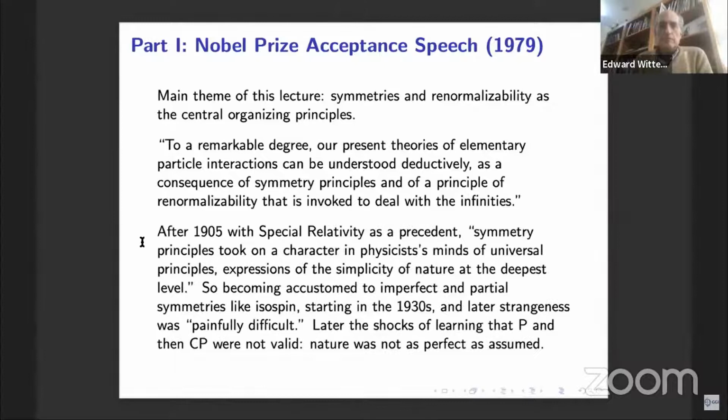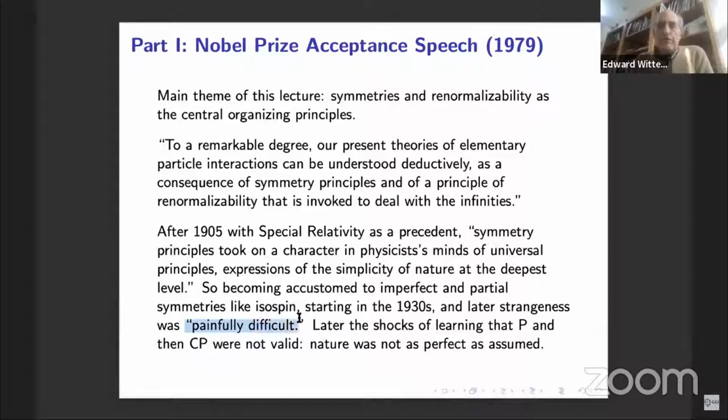"After 1905, with special relativity as a precedent, physicists viewed symmetries as practically sacred. Symmetry principles took on a character of universal principles, expressions of the simplicity of nature at the deepest level." So Steve explains that then it was very difficult to become accustomed to imperfect and partial symmetries. So isospin is an imperfect and partial symmetry. It's not a perfect symmetry. It's really only a symmetry of strong interactions. And later there were other imperfect and partial symmetries like strangeness. So Steve says it was painfully difficult to become accustomed to imperfect and partial symmetries.